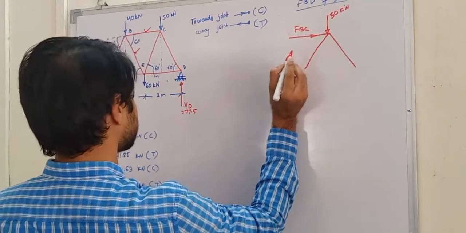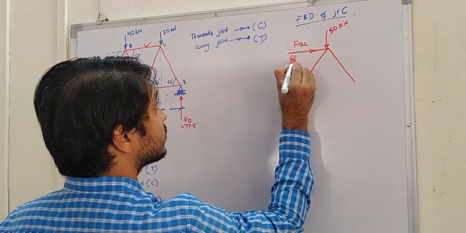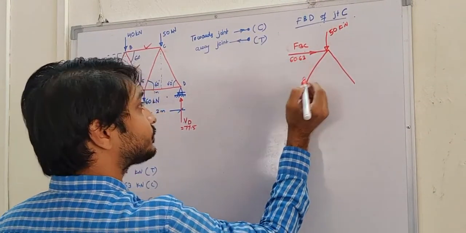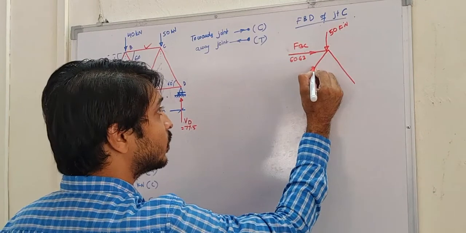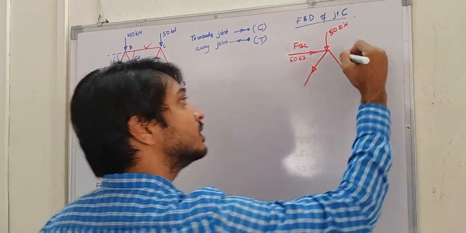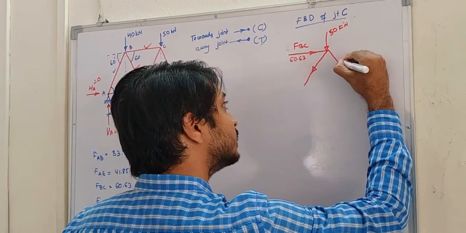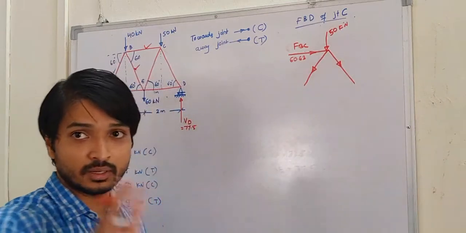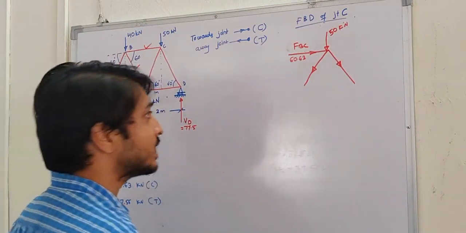FBC, how much we have got? 60.63 towards the joint. And then this one I don't know, so I'll assume it as tension. This one also I don't know, I'll assume it as tension. I am assuming, okay? That's why I'm saying I am assuming it as tension.